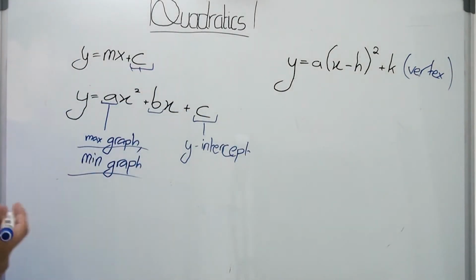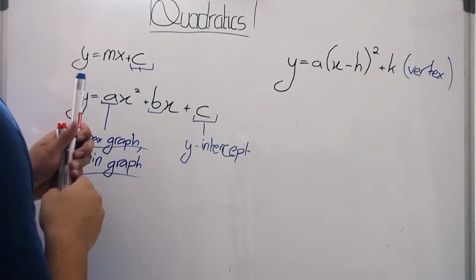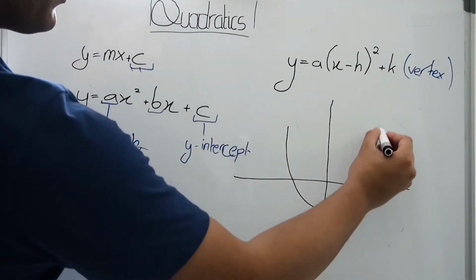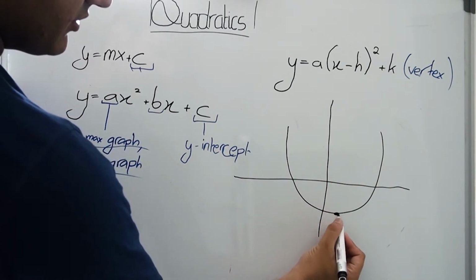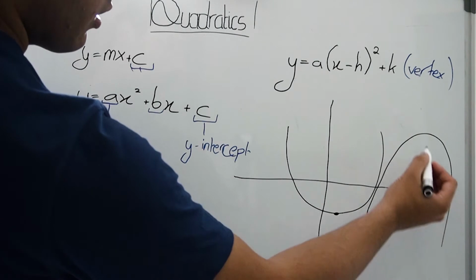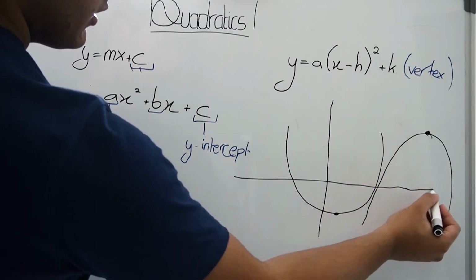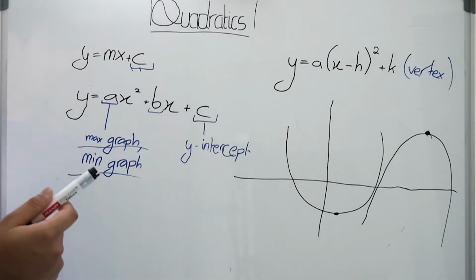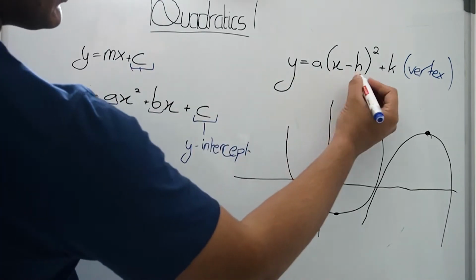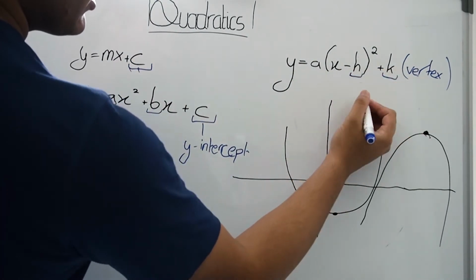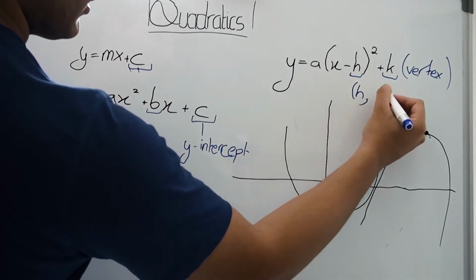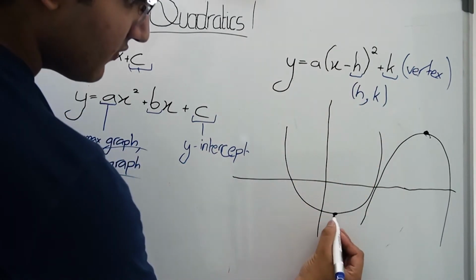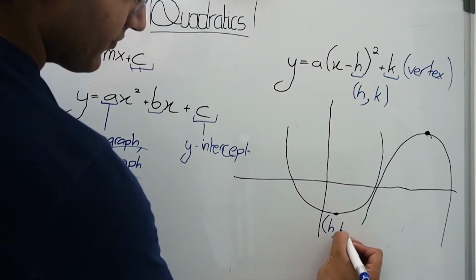Now, what is a vertex? Vertex is a turning point. For example, in the graphs I showed you, this is a graph. This turning point or the minimum point or maybe even the maximum point are called vertices. Now this form, vertex form, tells us what the exact point of the vertex is using h and k. So the vertex would be h comma k. So if this was the equation for this graph, this point would be h comma k.